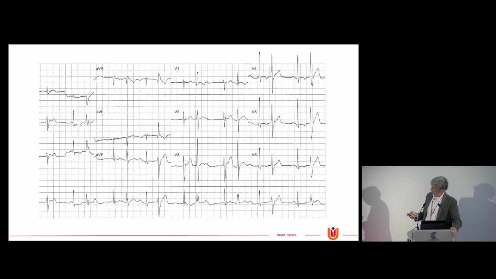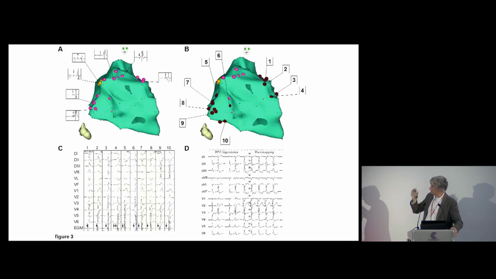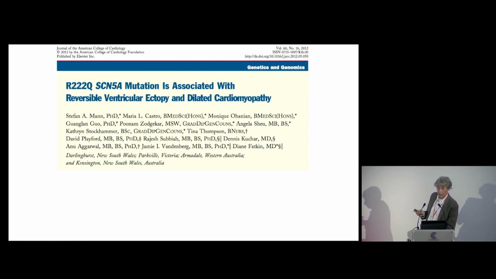And one of the interesting features of the ectopic beats is that they are quite narrow, and that suggests the involvement of the conduction system. The group in Nantes mapped these ectopic beats, and this is what they show here. And it actually follows the conduction system both to the left and to the right side. Other groups, a group in Australia here, found the very same variant, and they found a very high arrhythmia burden, and also a relation to dilated cardiomyopathy.